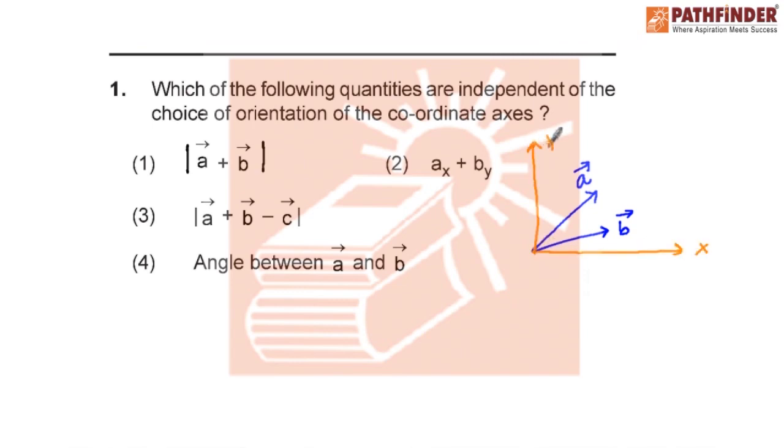Now the question is asking which of the following parameters is not going to change. If we talk about the magnitude of the sum of the two vectors, then it is certainly going to remain the same. So the first parameter, that is the magnitude of A plus B, is not going to change.